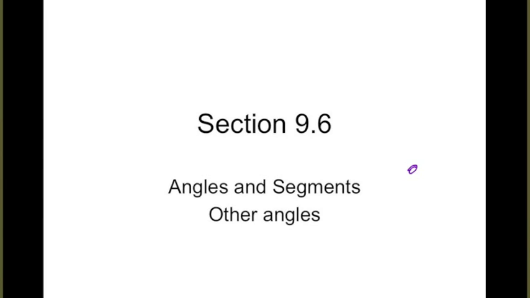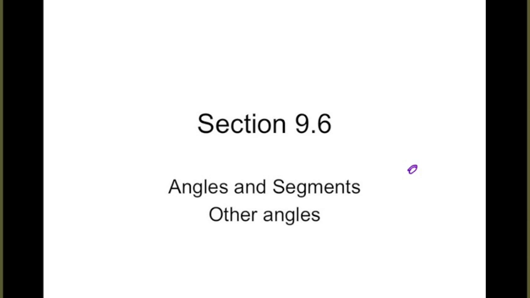Today we are going to talk about some other angles within a circle. So far we have talked about a central angle. A central angle has its vertex at the center of the circle, and we learned that it is the same size as the arc across from it. Then in our last lesson, we learned about inscribed angles, and we learned that inscribed angles are half as big as the arc across from them.